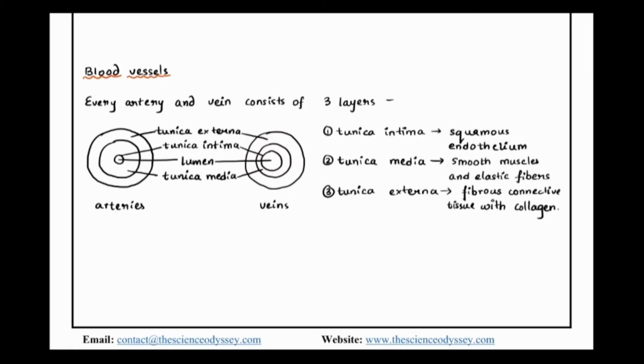Now the tunica intima is made up of squamous endothelium. The tunica media is made up of smooth muscles and elastic fibers. In the diagram you can see that in veins the tunica media layer is thin, whereas in arteries the tunica media is very thick. Now this has a reason.